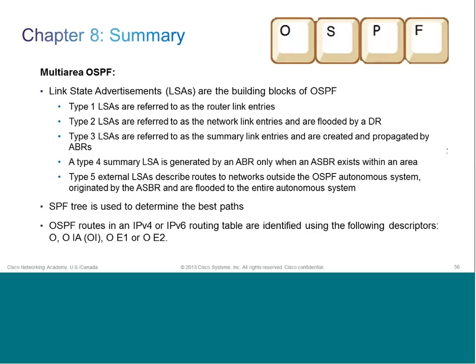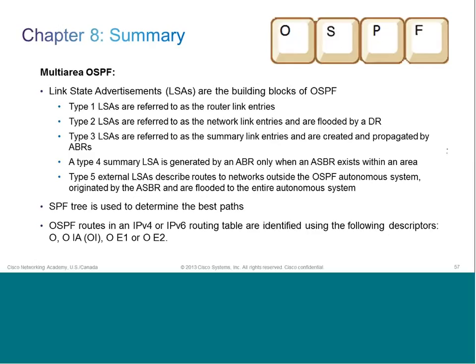Link state advertisements are the building blocks of OSPF. Don't forget, all of these are a type of link state update, or a type 4 link state update. So there's type 1 LSAs. Those are your router link entries. All routers send these to their neighboring routers. And don't forget, they're confined to the area.